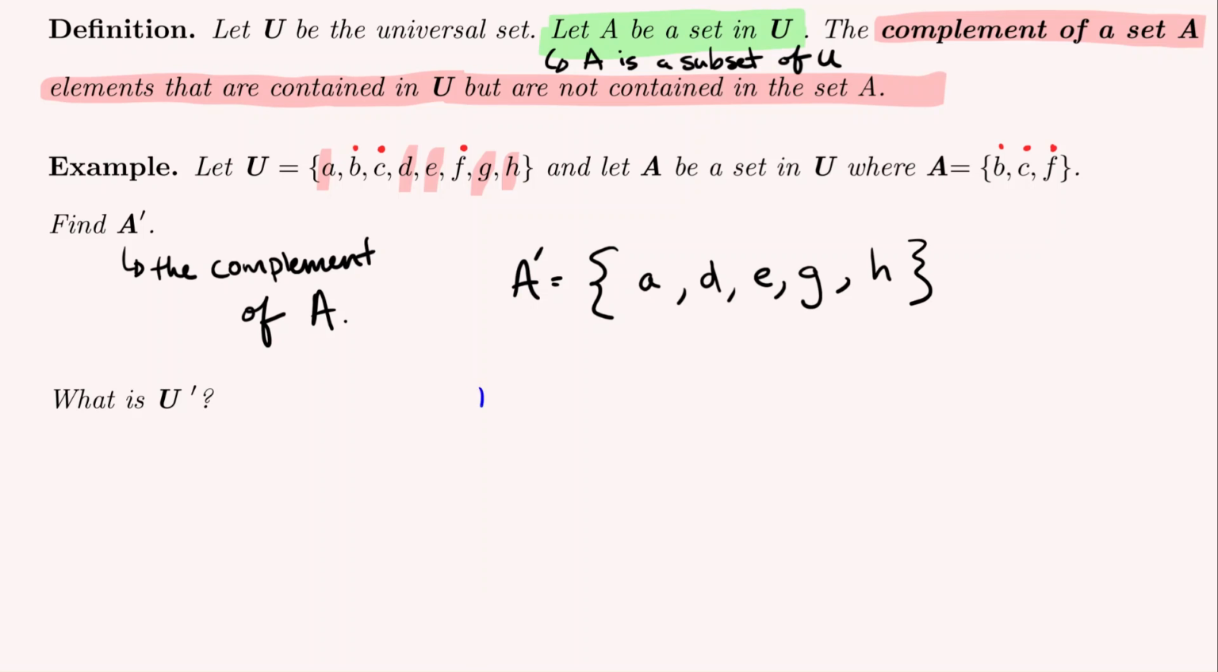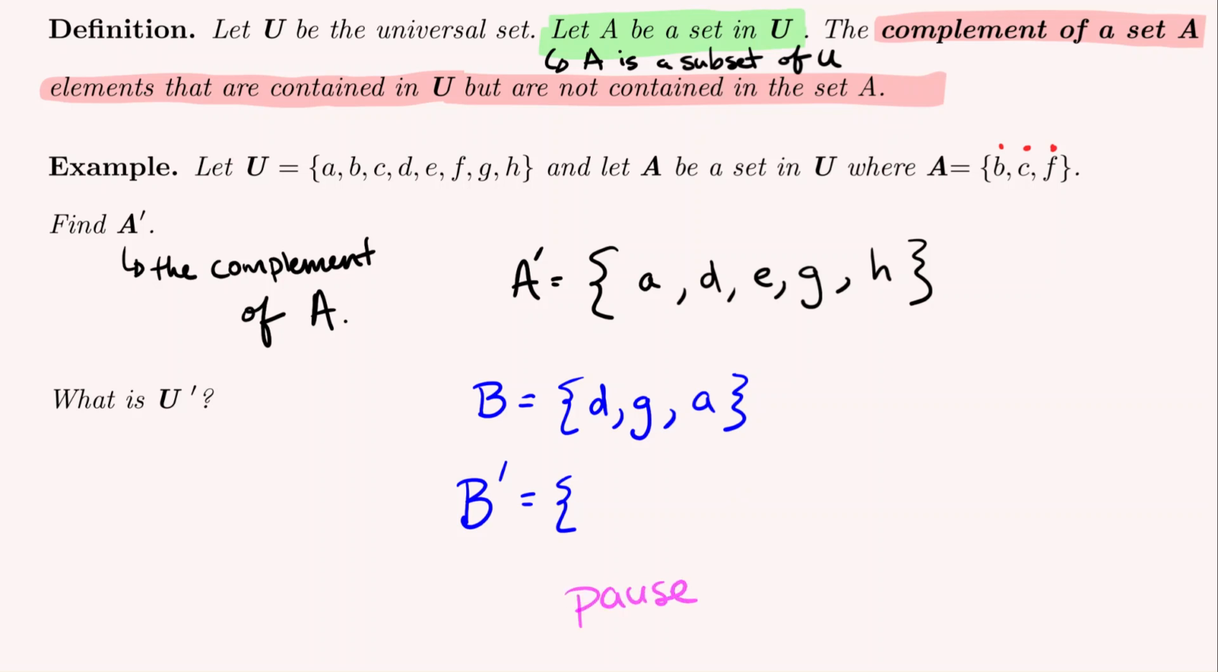What if I introduced a new subset B? And I said B is the elements D, G, and A. And then I asked, what is B complement? Take a moment to list out the elements that should belong to B complement. I encourage you to pause the video now, attempt this on your own, and then unpause to check your work.